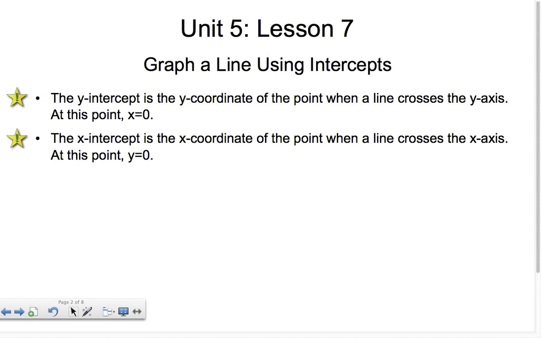And here at this point, we know that y is equal to 0. And that's the definition of the x-axis: y is equal to 0. Where it crosses, wherever the x value is, y is equal to 0.